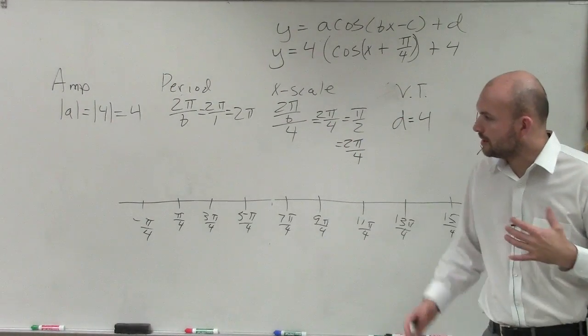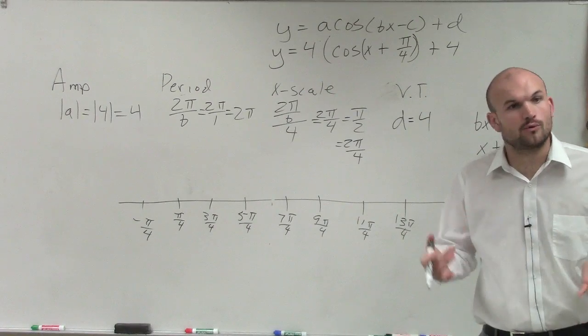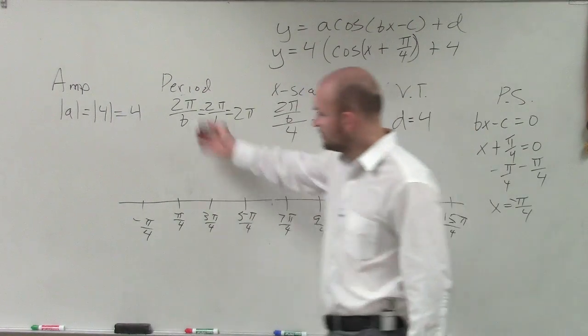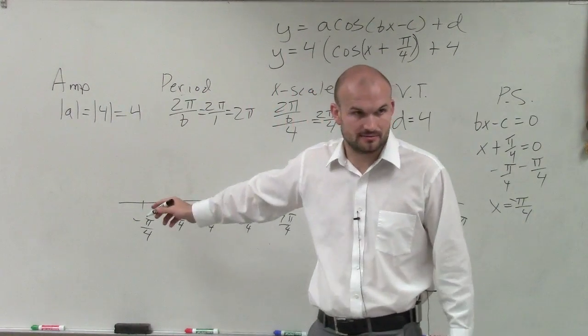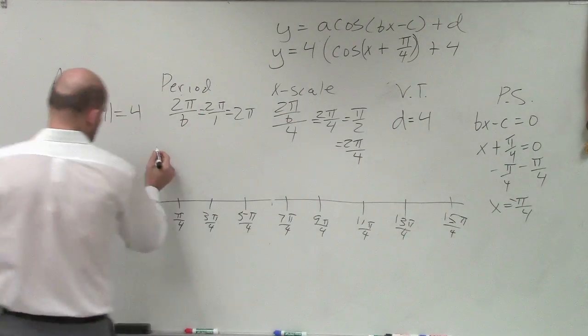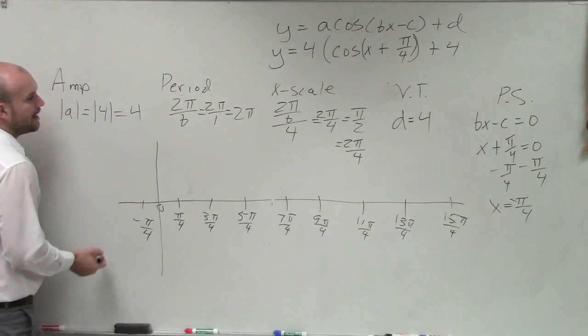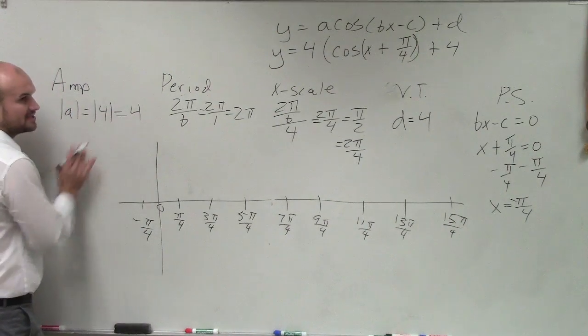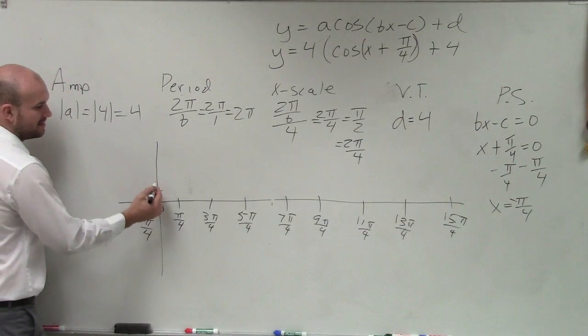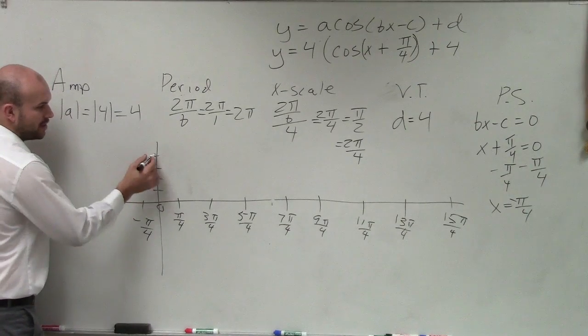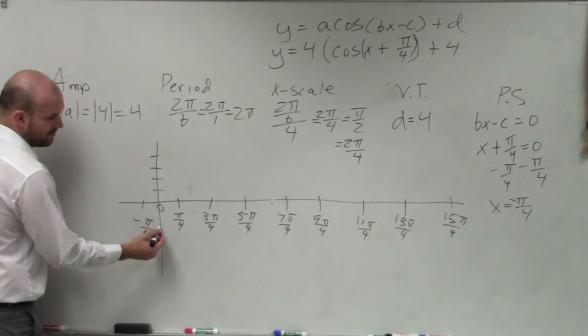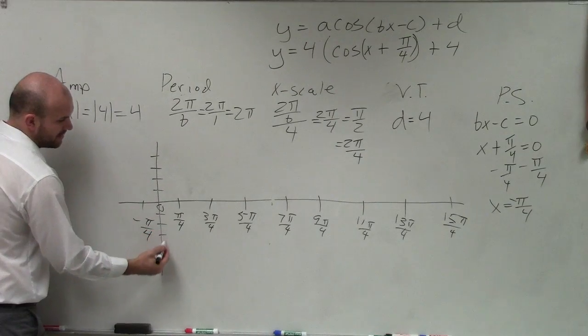Now, you don't always have to show where exactly the y-axis is, but we know the y-axis is going to be at 0, right? These are positive and negative numbers, so we know my y-axis is going to be somewhere right around here. All right? So that's at 0. Now, we look at our amplitude. Our amplitude is 4. That means the highest my graph is going to go is 4, and the lowest my graph is going to go is negative 4. 1, 2, 3, 4.